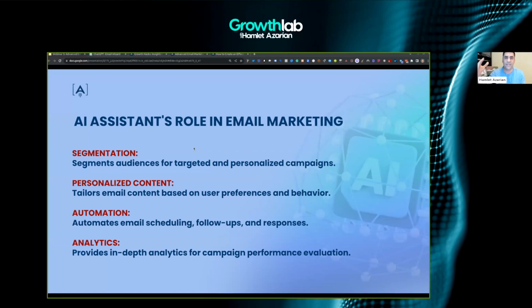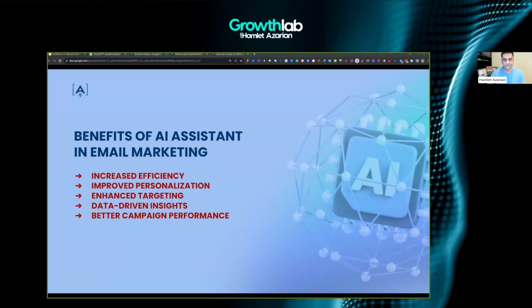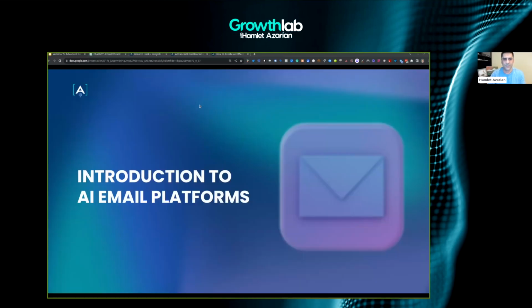Okay, so this is where the AI assistant is headed. It's going to overall improve your benefits. As you can see, there's tons, right? So it's efficiency, the personalization, the targeting, the data-driven analysis, and overall just your general campaign performance.